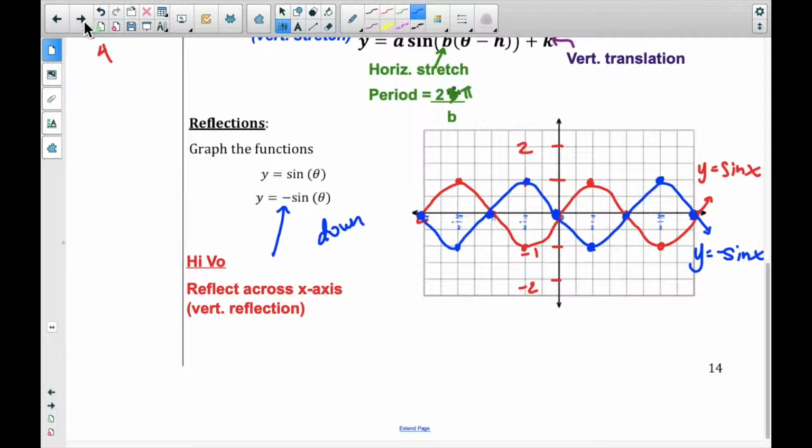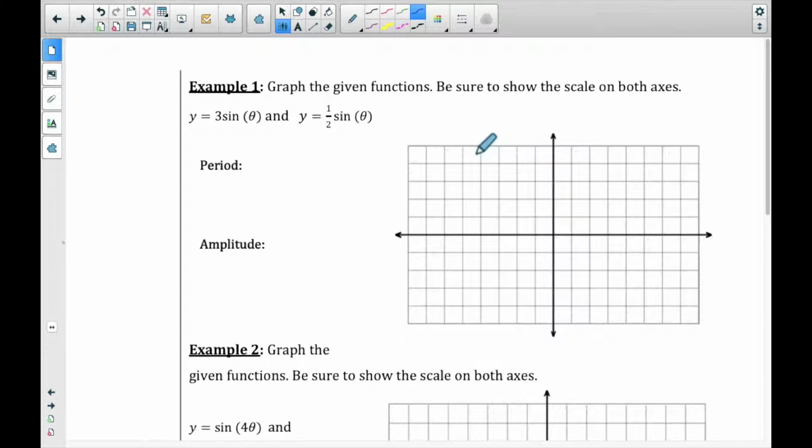Let's turn the page and do another example. Okay, let's take a look here. We are not starting with our parent function this time. This time we have a 3 on one of them and a 1/2 on the other one. What is that number going to do? Well, that number in front is going to be a vertical stretch. Or in the case of the 1/2, it's going to be a vertical shrink.